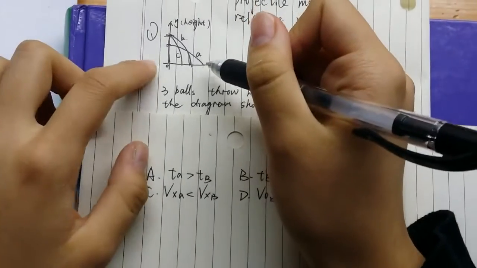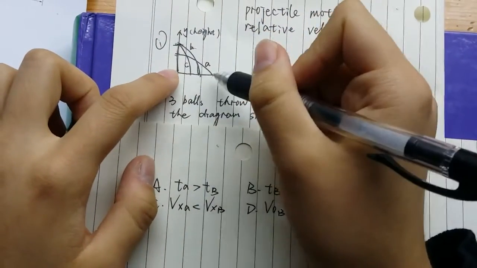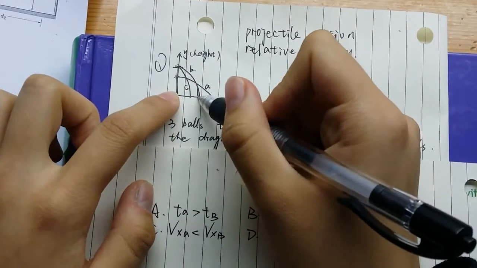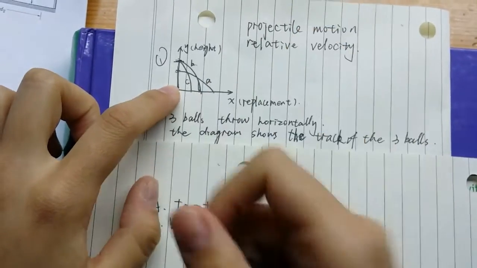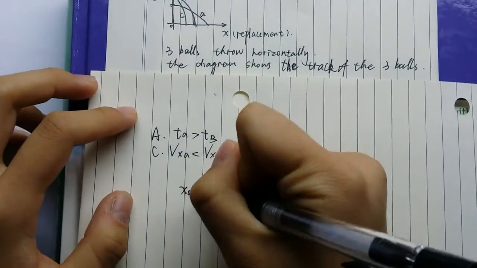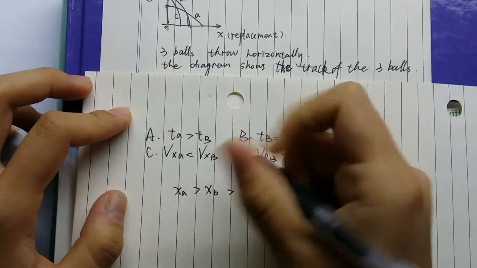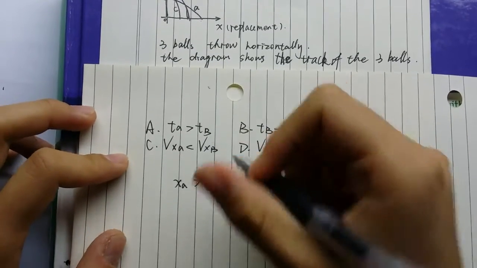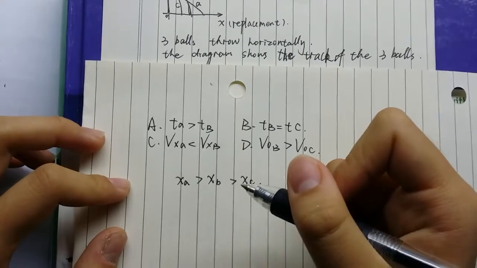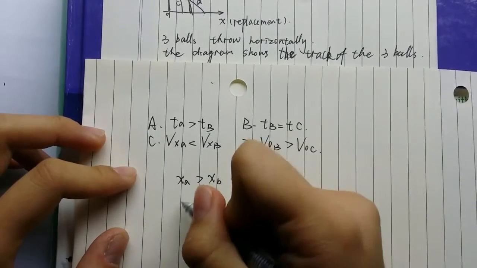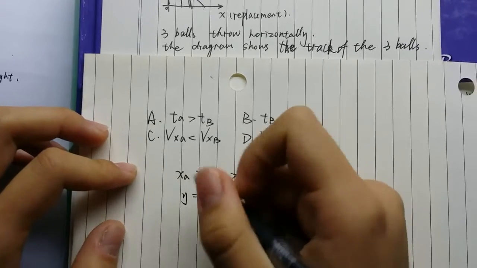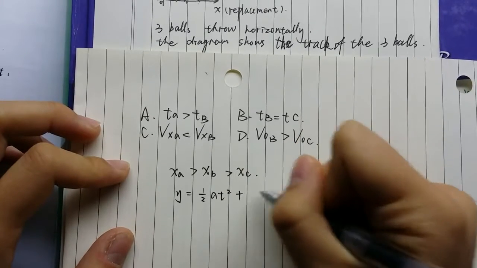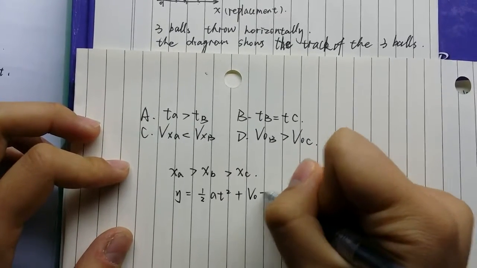So as you can see in this diagram, the displacement of A is bigger than the displacement of B and is bigger than the displacement of C. That is, XA is bigger than XB and is bigger than XC. So next I will introduce a formula for this kind of problem, that is y equals 1/2 a t squared plus v initial t.